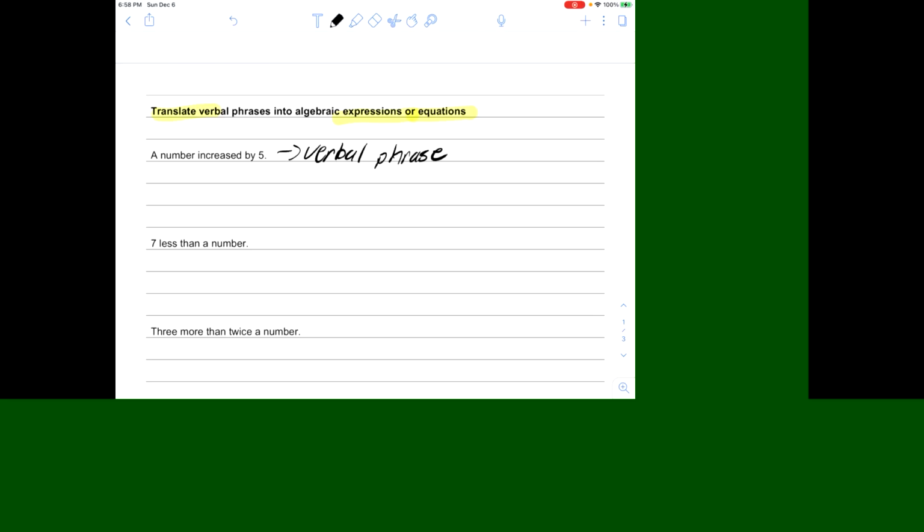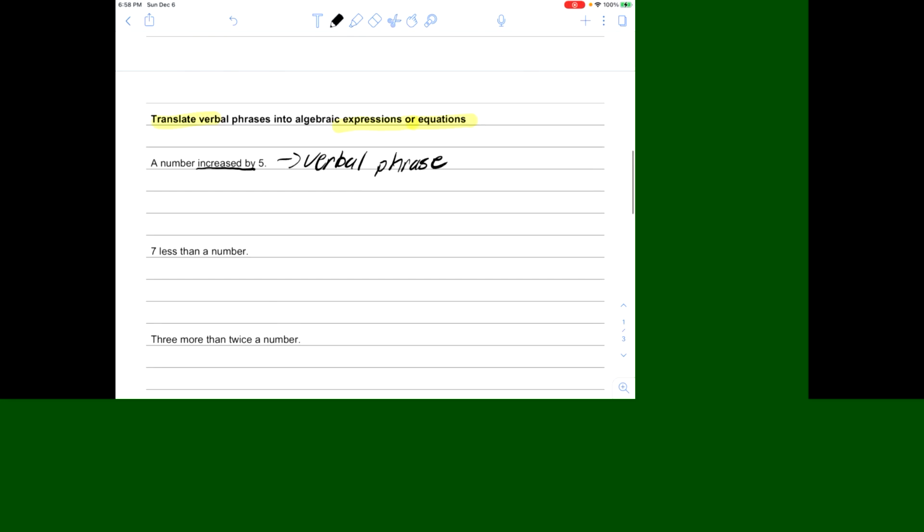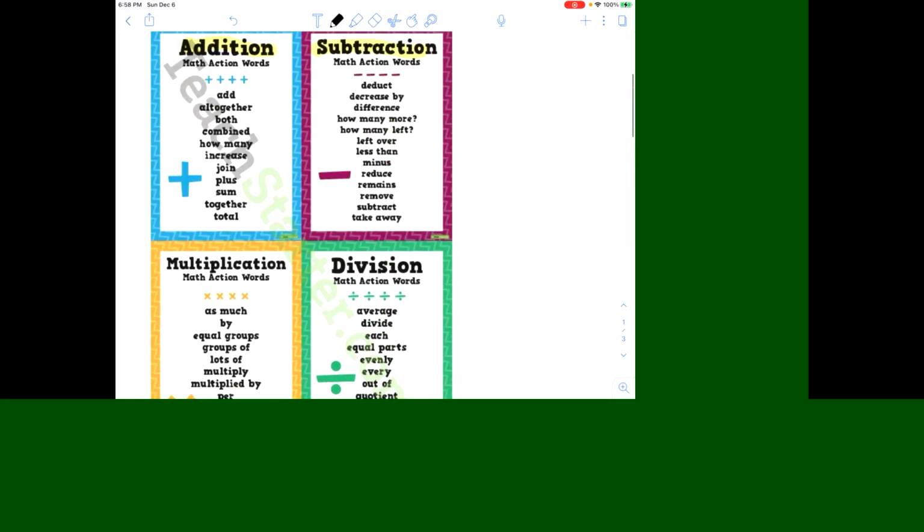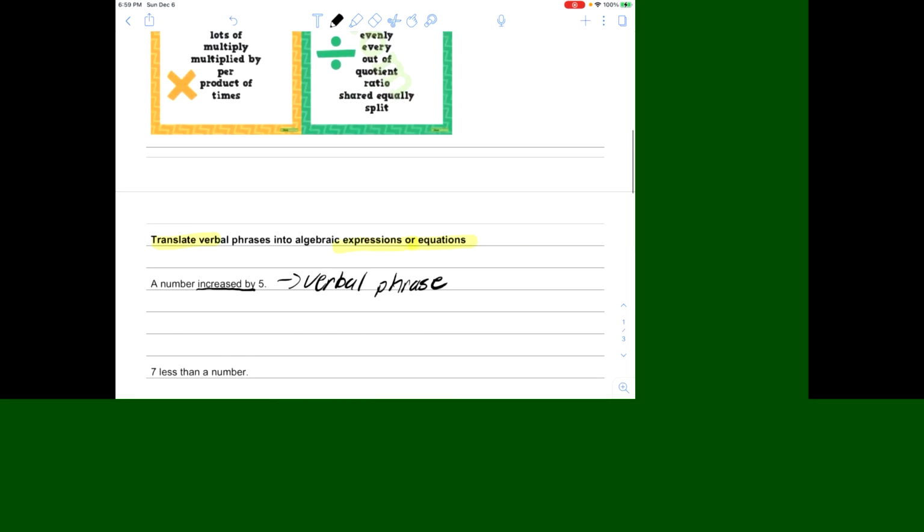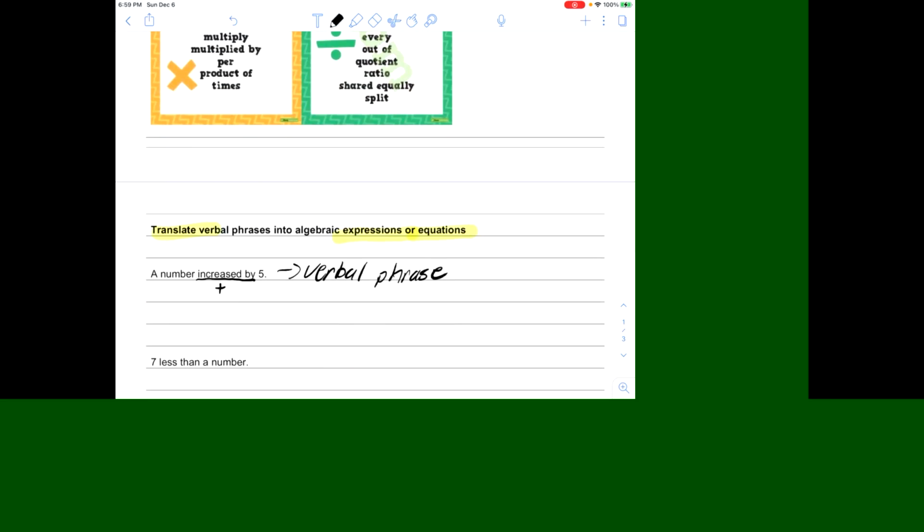Okay? So for example, I see increased by. Increased by tells me, if I look up here, I see increase is a word that stands for addition. That means there's going to be an addition in my algebraic expression or equation. I also see the number 5. That means there's going to be the number 5. And then finally, I see where it says here, a number. A number means that's going to be a variable.